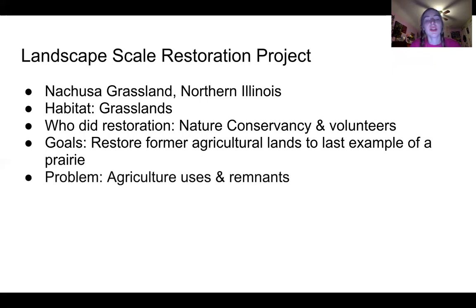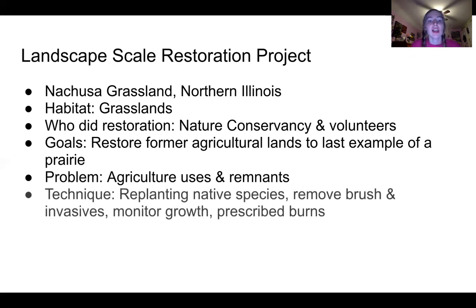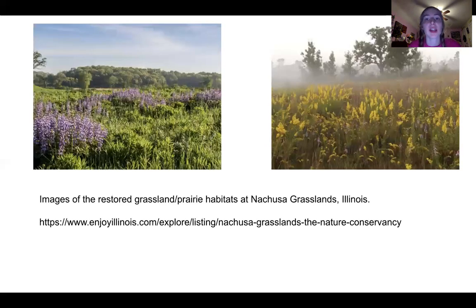The problem was the fields had been used for agriculture and kind of degraded over centuries of farming and ranching, and there were remnant patches of the grasslands. They used a technique of replanting native species that they could identify. They removed brush and invasive species. They monitored the growth, and they did do prescribed burns to help the grassland grow. Here's 2 images of the restored grasslands and prairies.